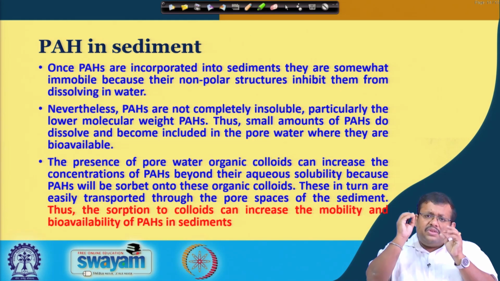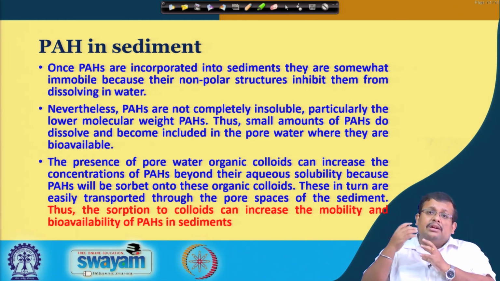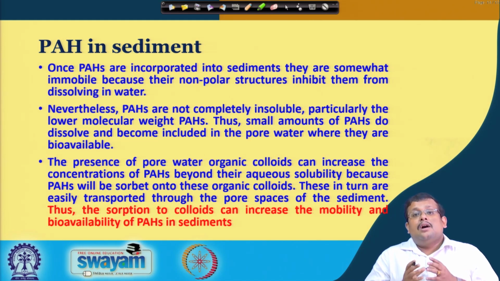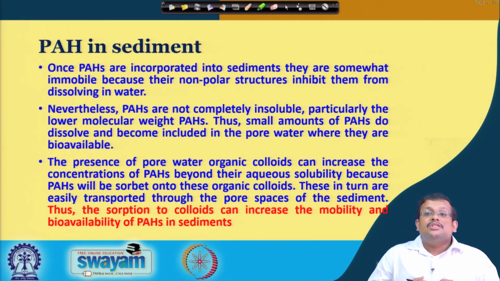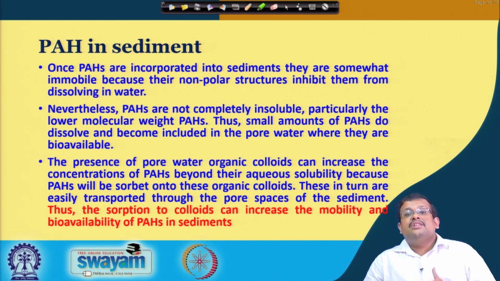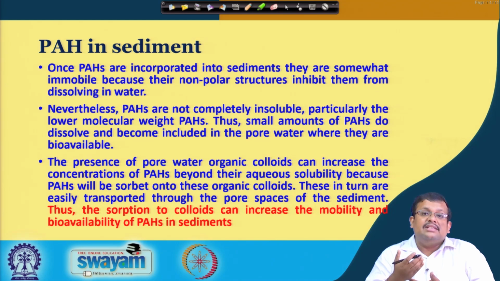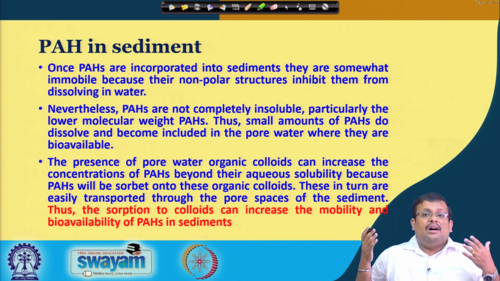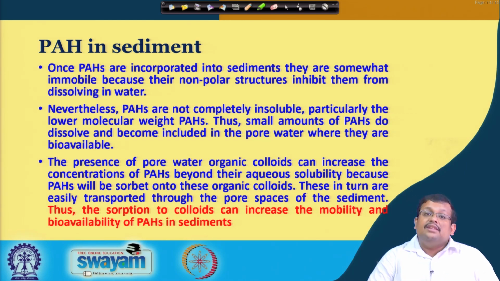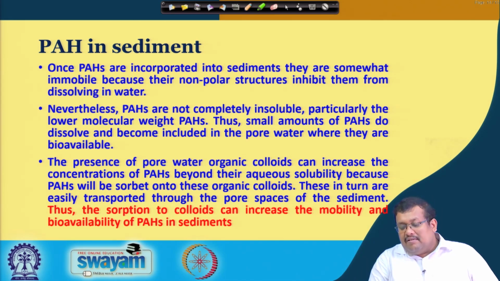So, the pore water, which contains a small amount of water, is able to dissolve some amount of pH, and this is how the pH become bioavailable. Now, the presence of pore water organic colloids can increase the concentration of pH beyond their aqueous solubility, because pH will be sorbate onto these organic colloids. Since these pore water organic colloids can further increase the concentration of the pH because of their inherent solubilizing power, and because these pH are basically hydrophobic in nature, they are easily transported through the pore spaces of the sediment. Thus, the sorption to the colloids can increase the mobility and bioavailability of pH in the sediment. So, this is how the pH can move from one place to another place and make themselves bioavailable.